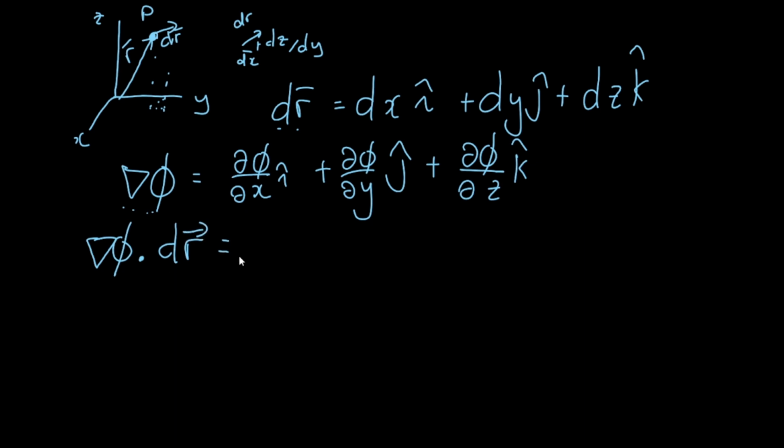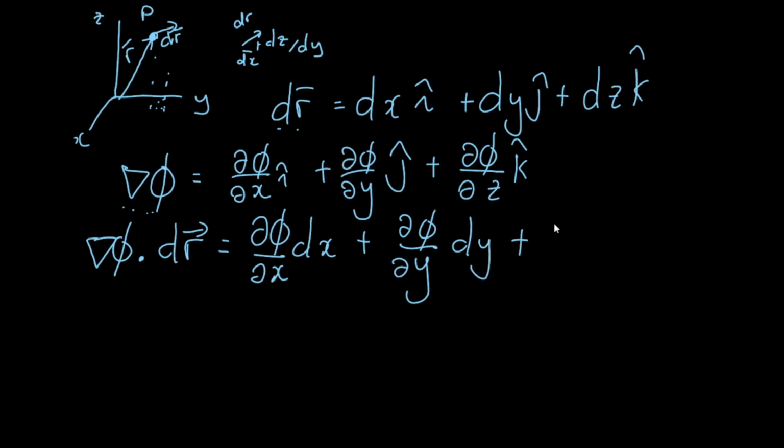Okay. And when we take the dot product, you would remember that when we multiply i hat by i hat, we just get 1, because those vectors are in the same direction. But when we multiply i by j and i by k, they all give us 0. So what we're going to get is ∂φ/∂x times dx plus ∂φ/∂y times dy plus ∂φ/∂z times dz.